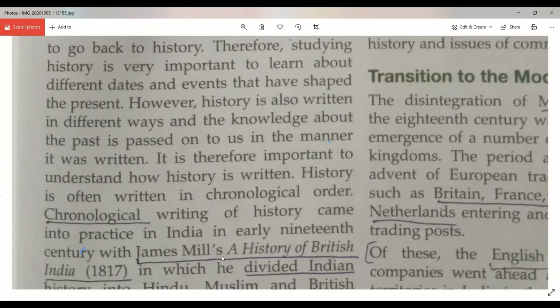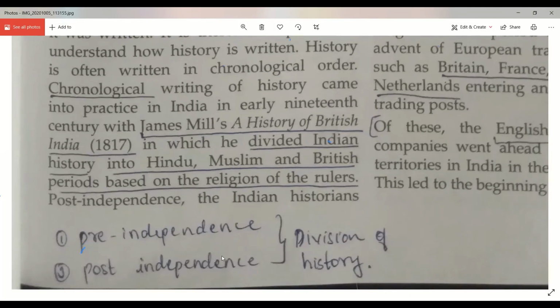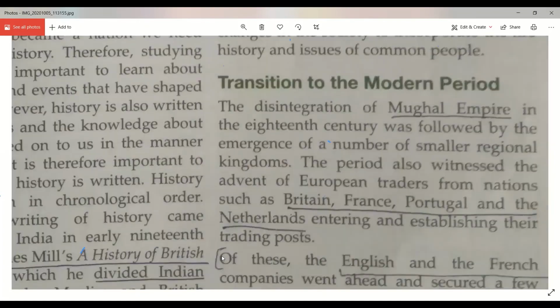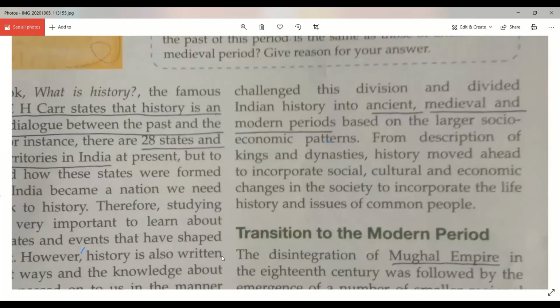And then we moved on to see what is chronological writing. What is chronological writing? Writing based on dates, or writing history based on events and dates. And then we saw that history is divided into two parts, that is pre-independence history and post-independence. In the pre-independence period, history was divided based on Hindu, Muslim, and British periods. And pre-independence history was written by James Mill in his book, A History of British India. Post-independence, history is divided into ancient, medieval, and modern period.